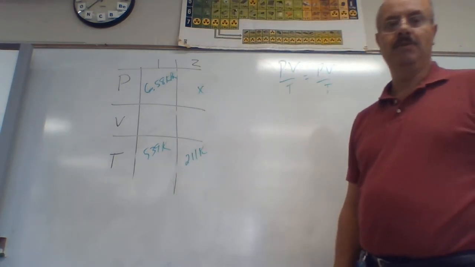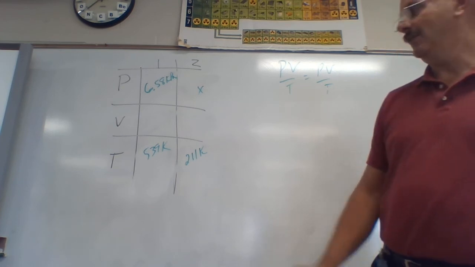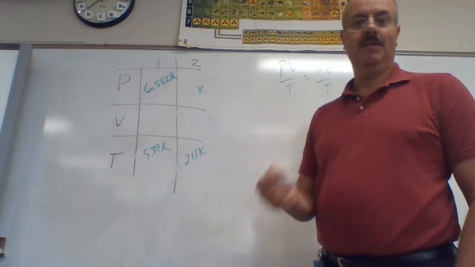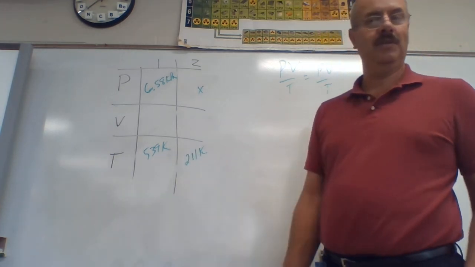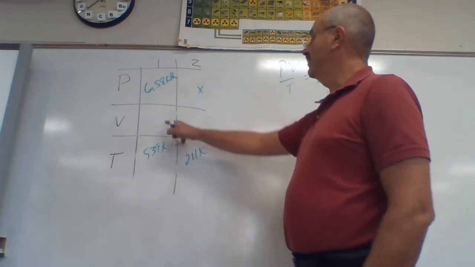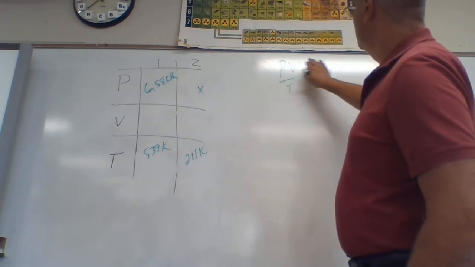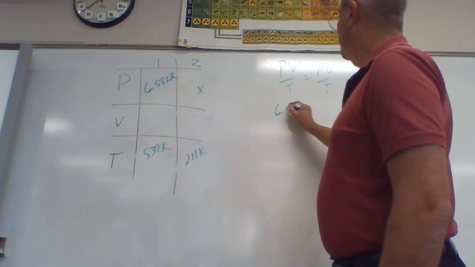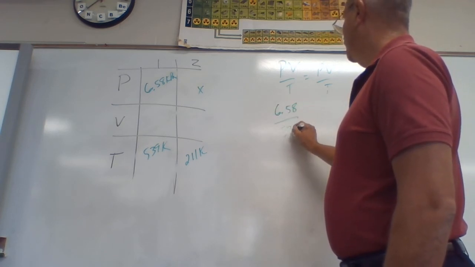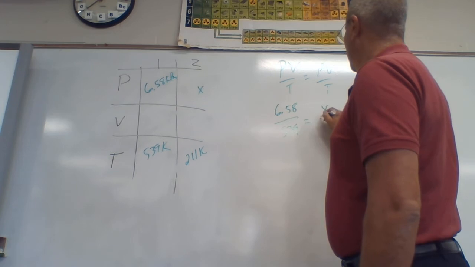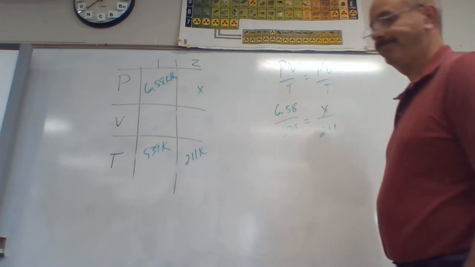Do I have to change my temperatures? Nope, I don't have to this time. They gave it to me in Kelvin. They didn't give it to me in Celsius, so I don't have to add 273 this time. My volumes are staying the same, so we're going to leave volume out. So we have 6.58 divided by 539 equals X over 211.